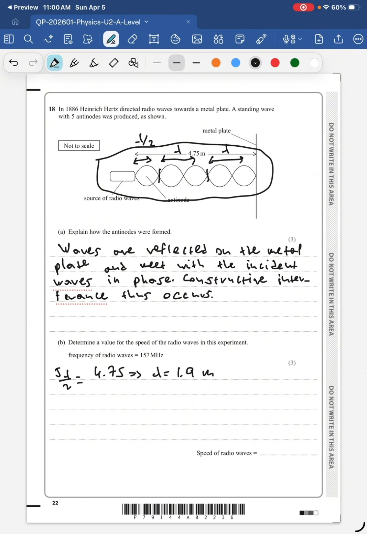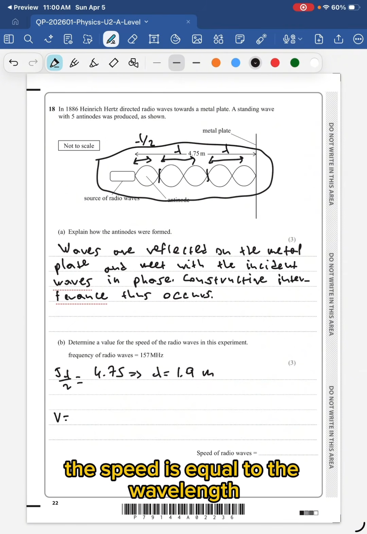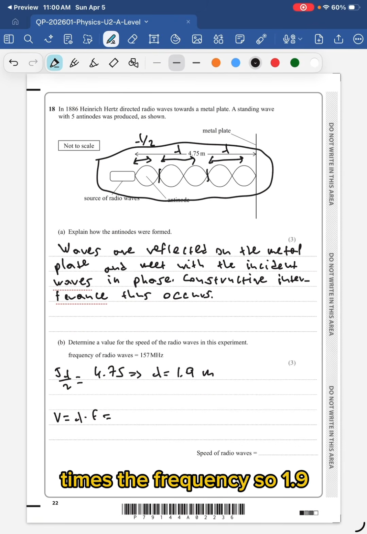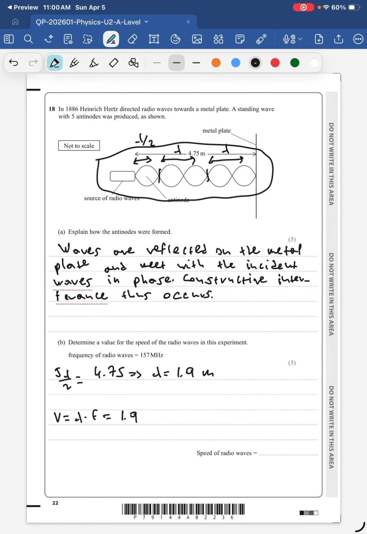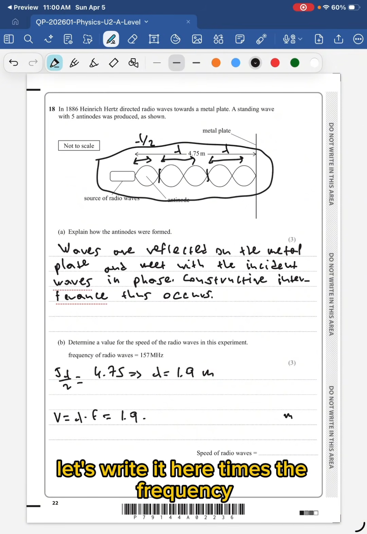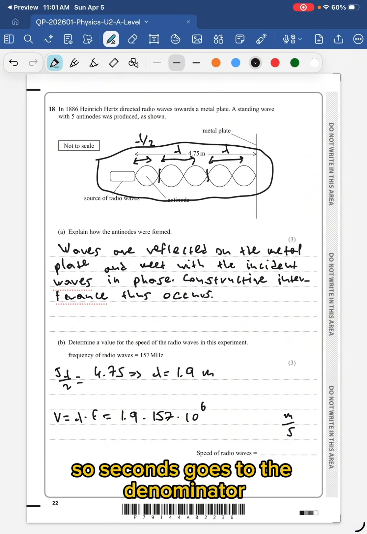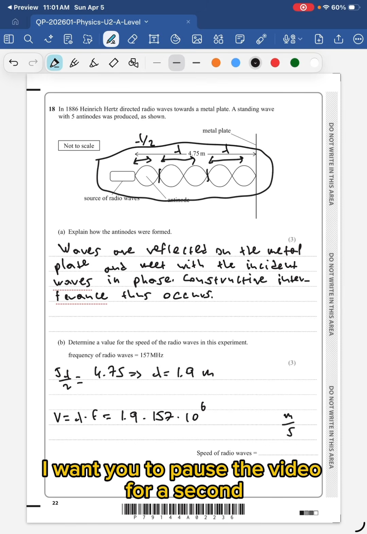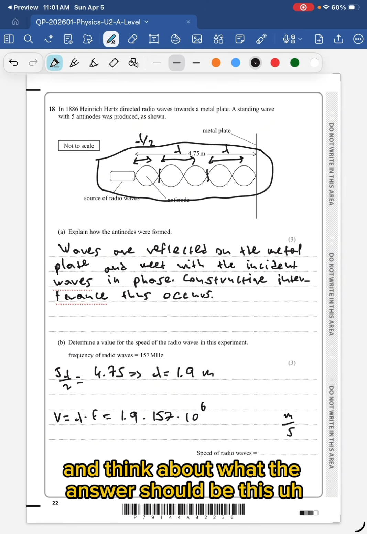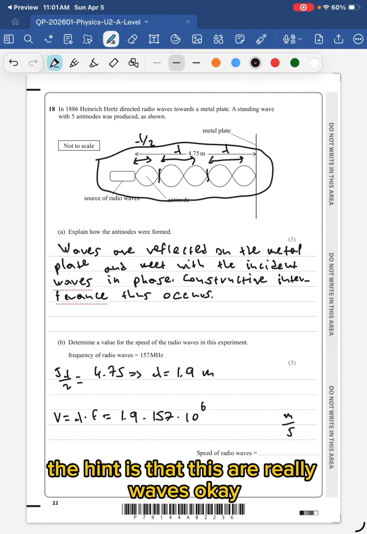Now we need the speed. So the speed is equal to the wavelength times the frequency. So 1.9 meters times the frequency, which is 157 times 10 to the 6, because it's megahertz. So seconds goes to the denominator. I want you to pause the video for a second and think about what the answer should be. The hint is that these are radio waves, okay?